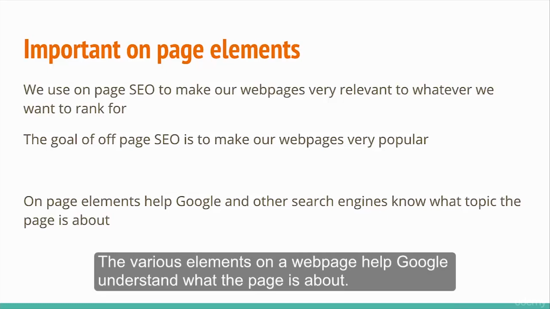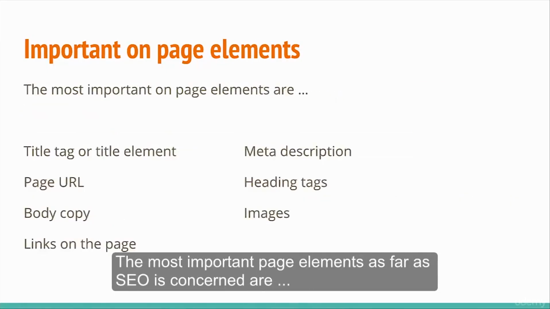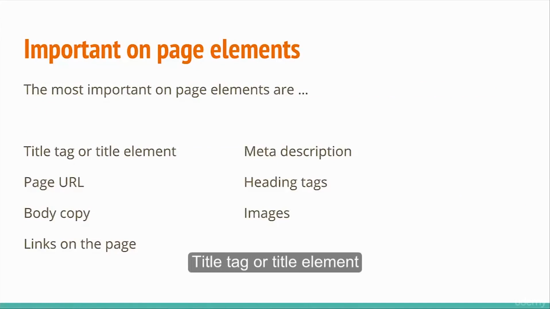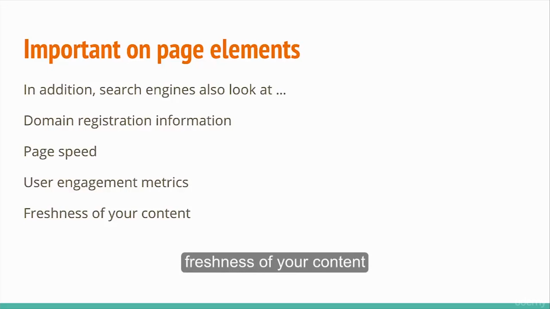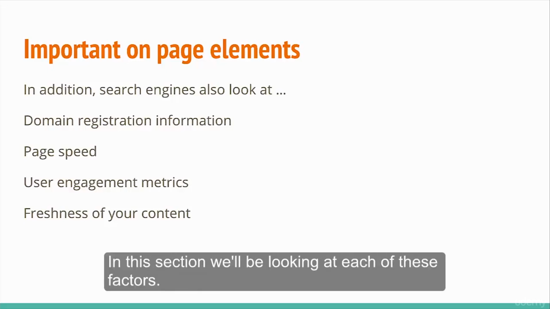The various elements of a web page help Google understand what the page is about. The most important page elements as far as SEO is concerned are title tag or title element, meta description, page URL, heading tags, body copy, images, and links on the page. In addition, search engines also look at domain registration information, page speed, user engagement metrics, and freshness of your content. In this section, we will be looking at each of these factors.